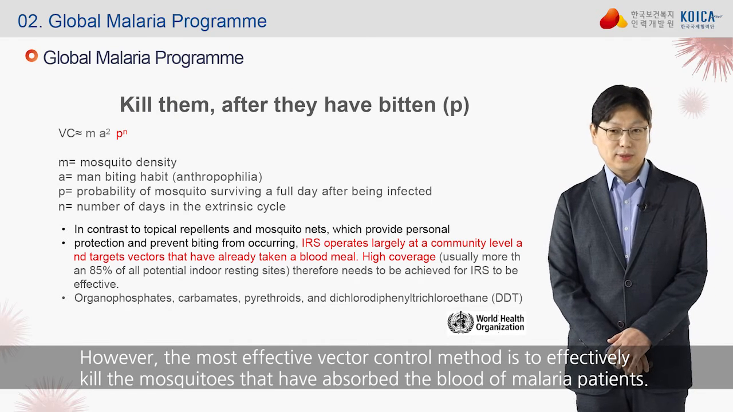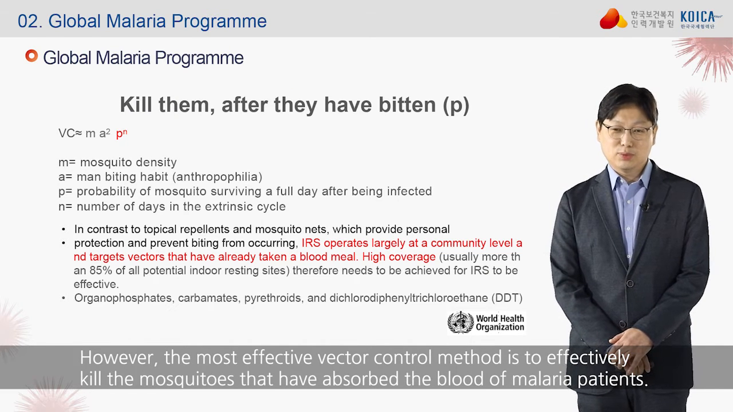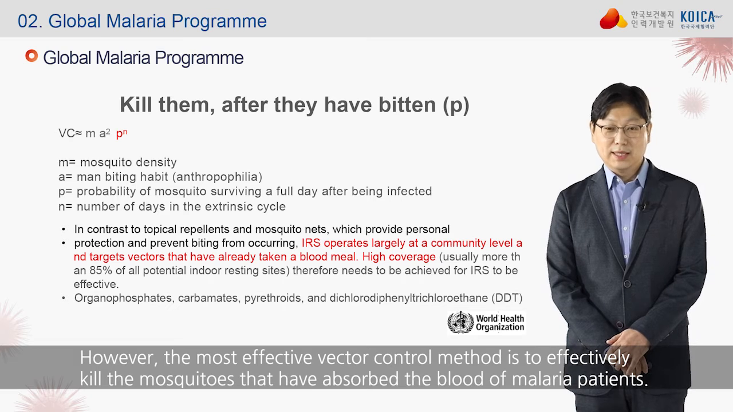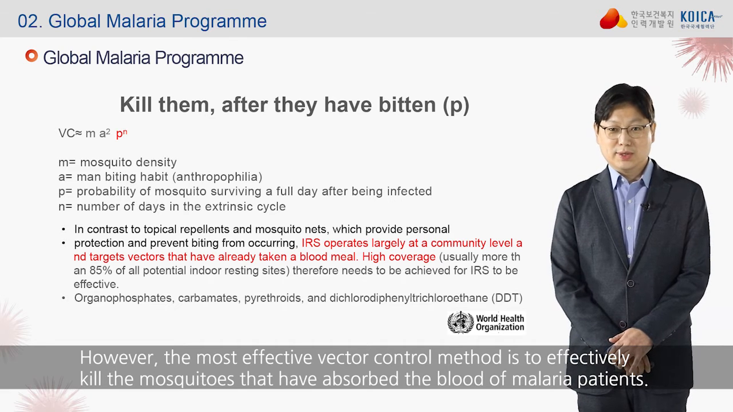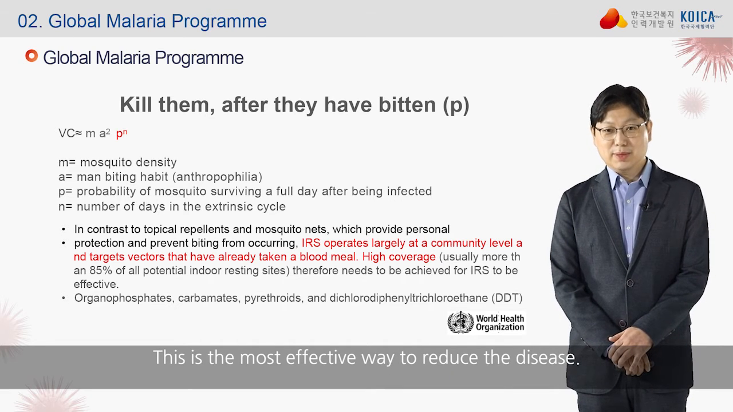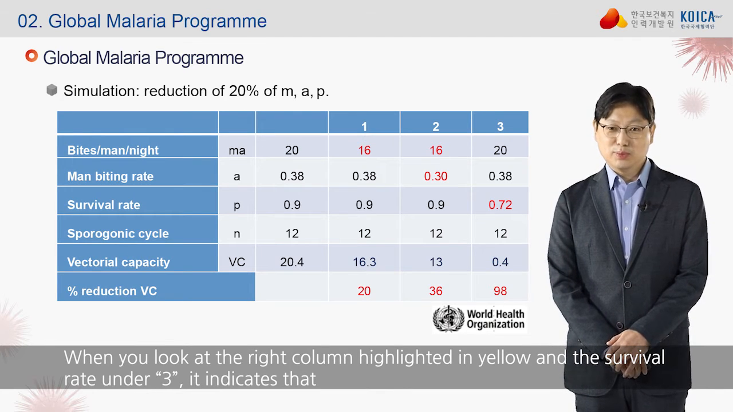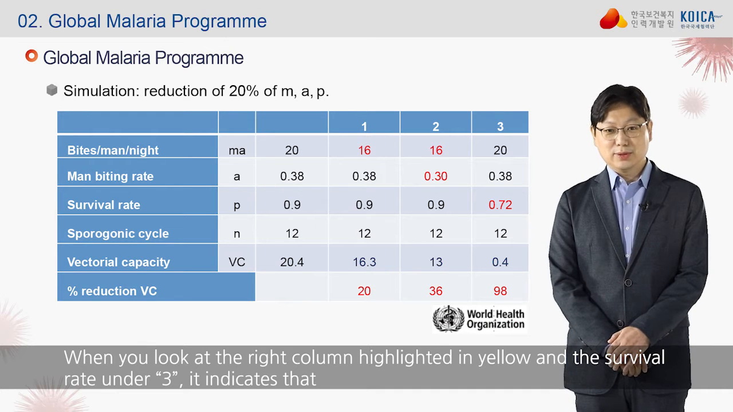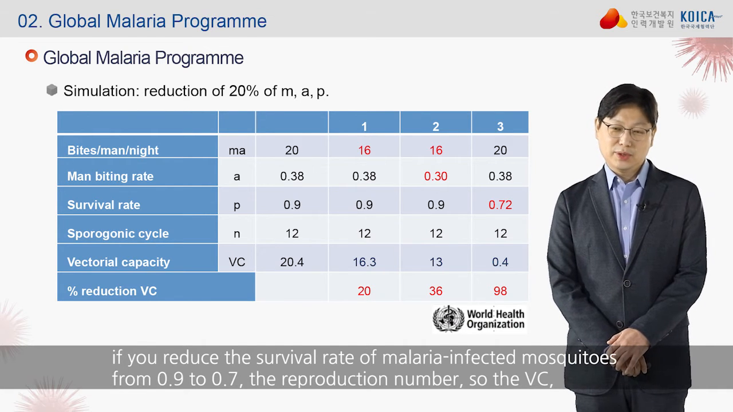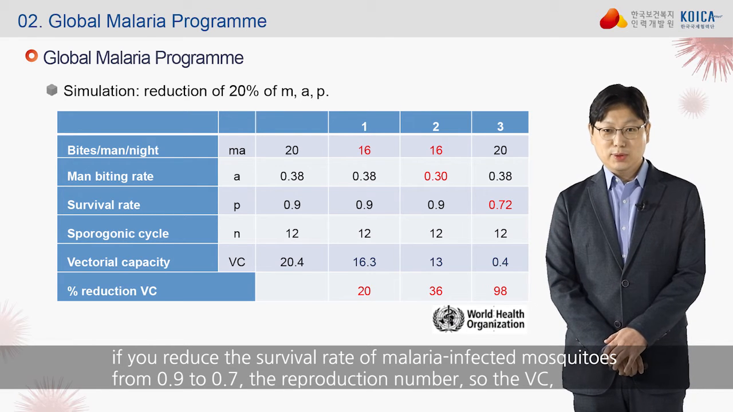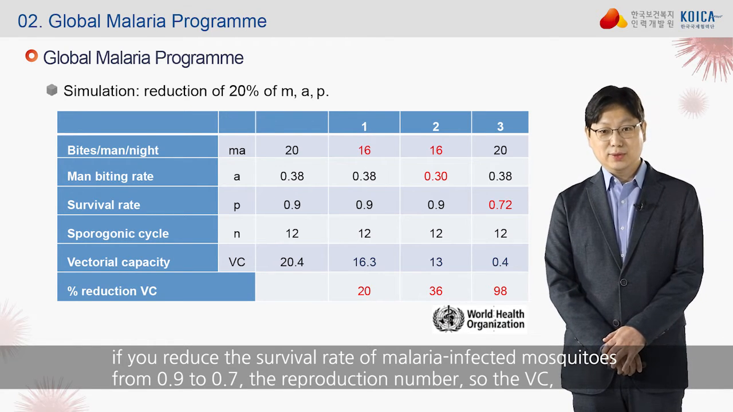However, the most effective vector control method is to effectively kill the mosquitoes that have absorbed the blood of malaria patients. This is the most effective way to reduce the disease. When you look at the right column highlighted in yellow and the survival rate under 3, it indicates that if you reduce the survival rate of malaria-infected mosquitoes from 0.9 to 0.7, the reproduction number, so the VC, drops.